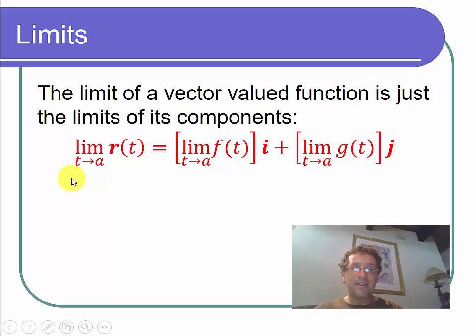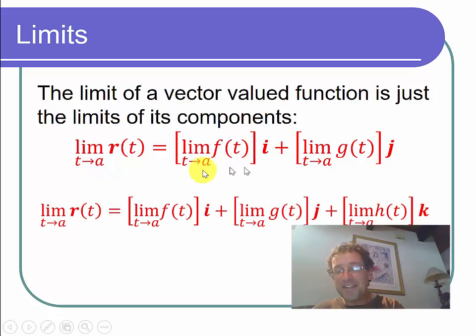So in particular, the formal definition, for 2 dimensions at least, is the limit as t goes to some number a of the vector-valued function r of t is equal to the limit as t goes to a of f of t, all that times i, plus the limit as t goes to a of g of t, and all that times j.